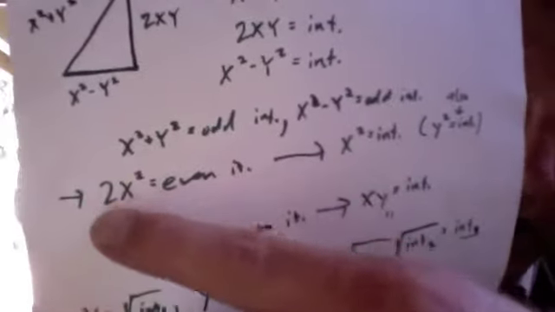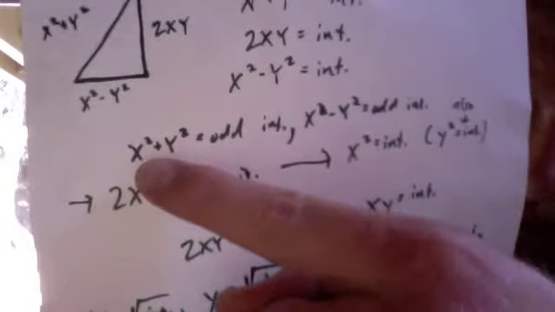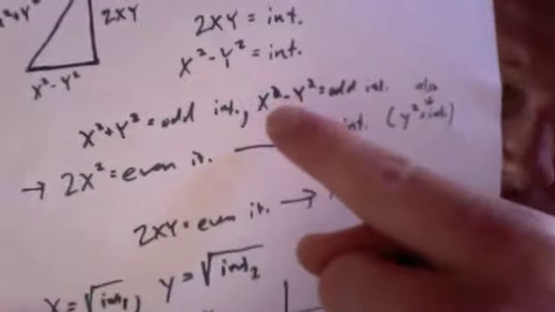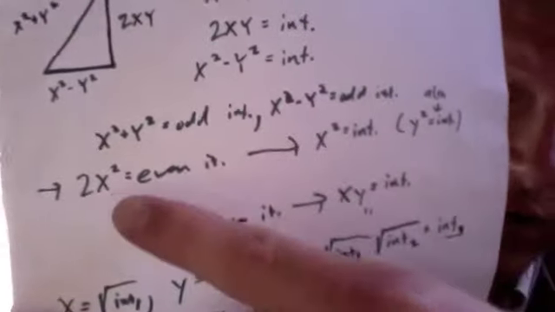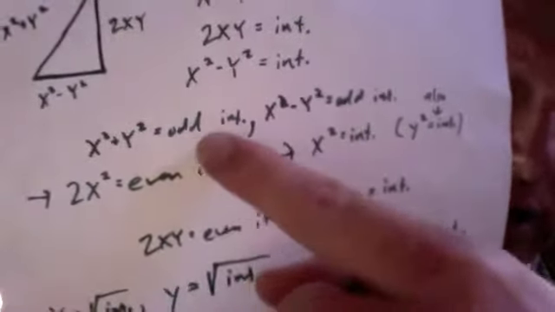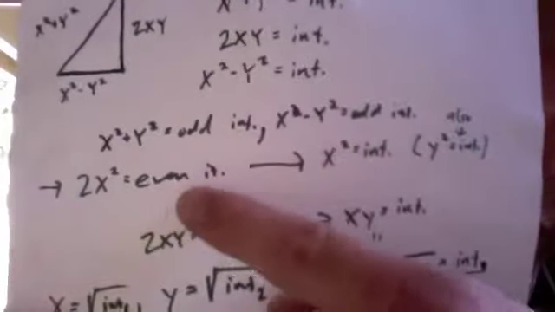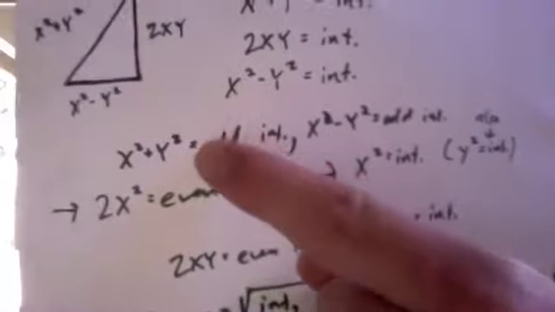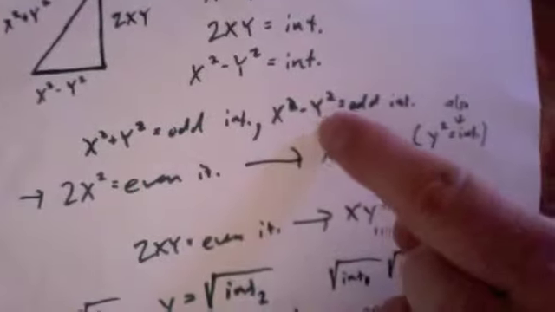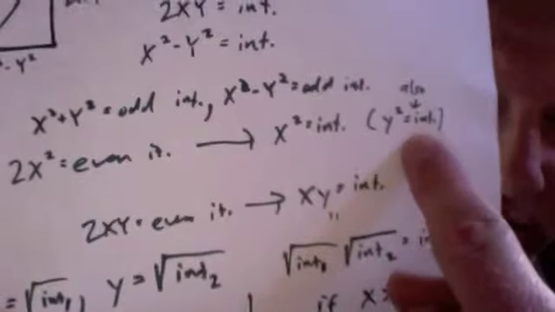But okay, so x squared plus y squared plus x squared minus y squared is equal to 2x squared. An odd integer plus an odd integer is an even integer, thus x squared equals an integer. Now you can do the same process through subtraction and arrive at y squared as an integer also.